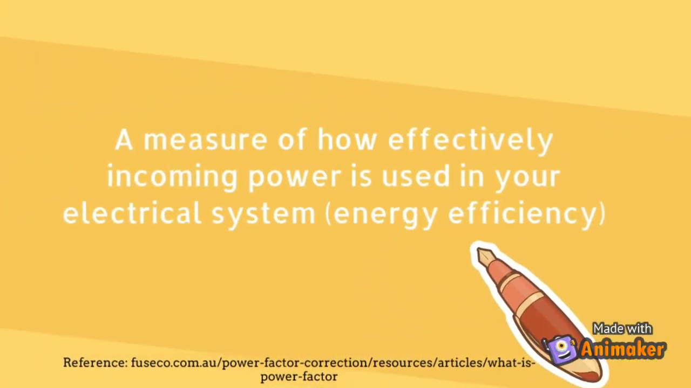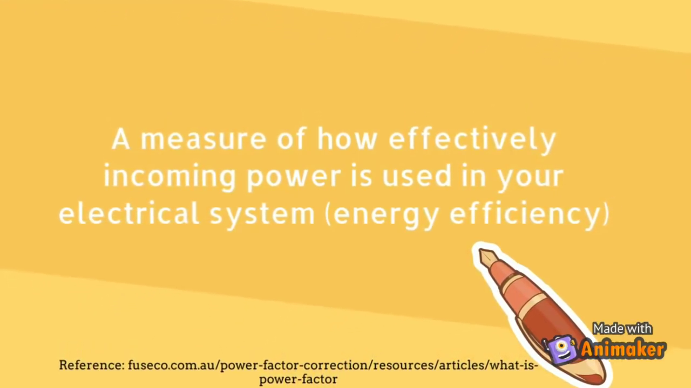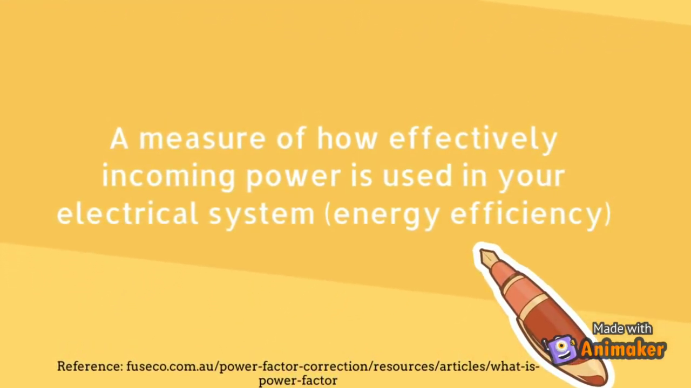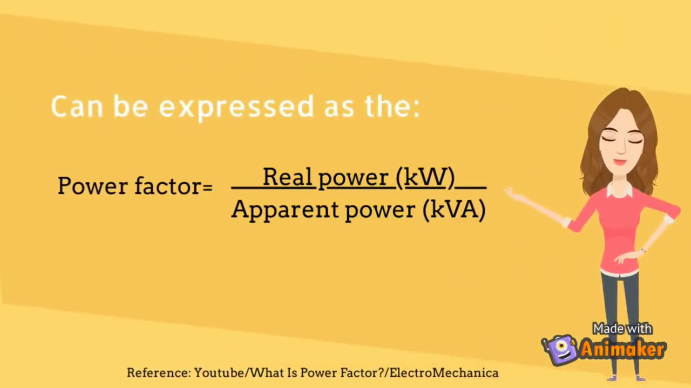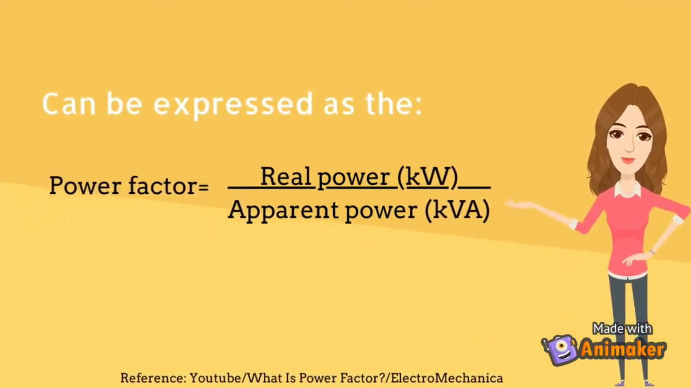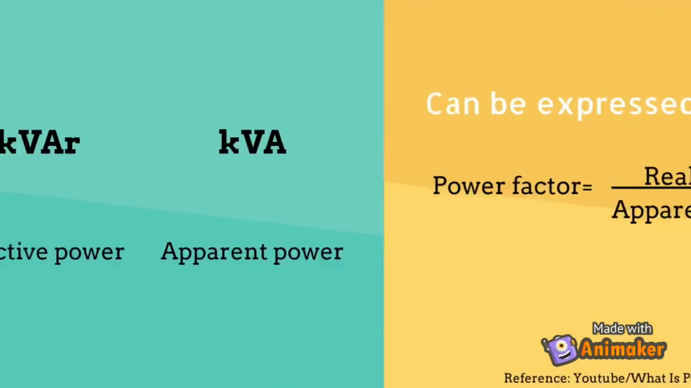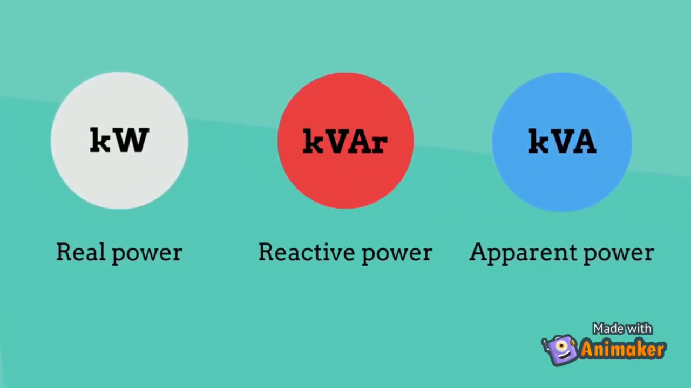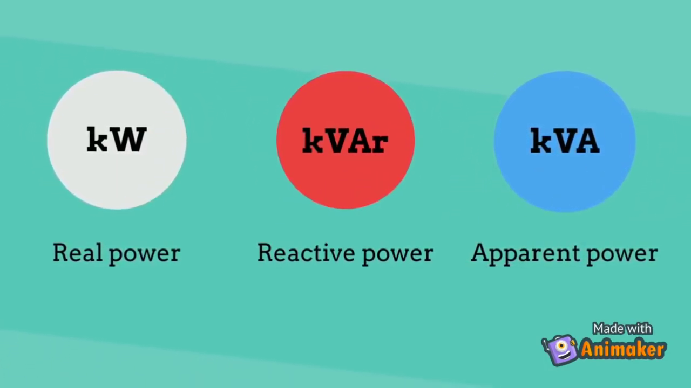Power factor is defined as a measure of how effectively incoming power is used in your electrical system, or energy efficiency. Power factor can be expressed as the ratio of real power, kW, to apparent power, kVA. kW, or real power, is power that actually powers the equipment and performs useful productive work. It is also called actual power, active power, or working power.